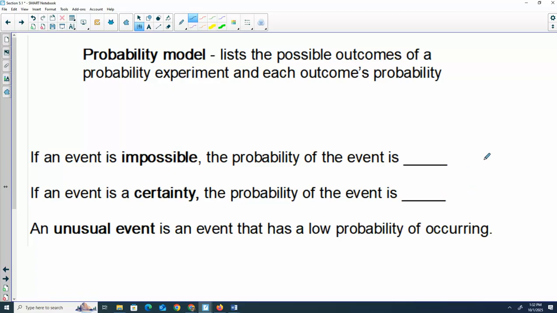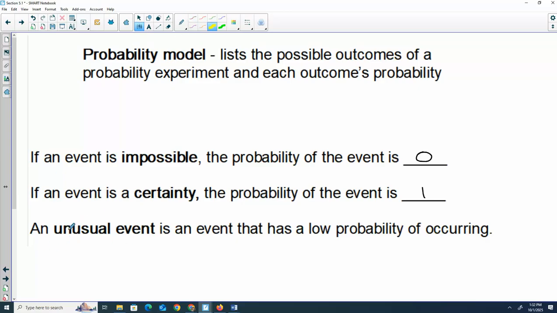If something is impossible, what's the probability? If it is certain, guaranteed it's going to happen, 100%. A lot of times we'll just do decimal, so you could say 100% or you could say 1 if we're doing decimal form.